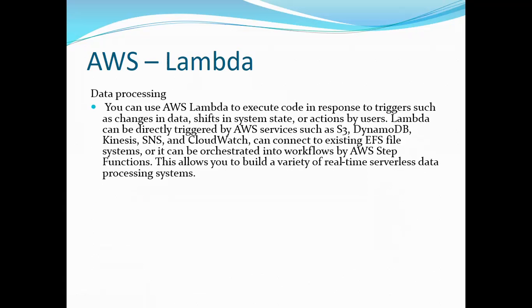Data processing. You can use AWS Lambda to execute code in response to triggers such as changes in data, shifts in system state, or actions by users. Lambda can be directly triggered by AWS services such as S3, DynamoDB, Kinesis, SNS, and CloudWatch. Lambda can connect to an existing EFS file system and query the files. All we need is to write the code and define the events. It works as a trigger, right? This allows you to build a variety of real-time serverless data processing systems.